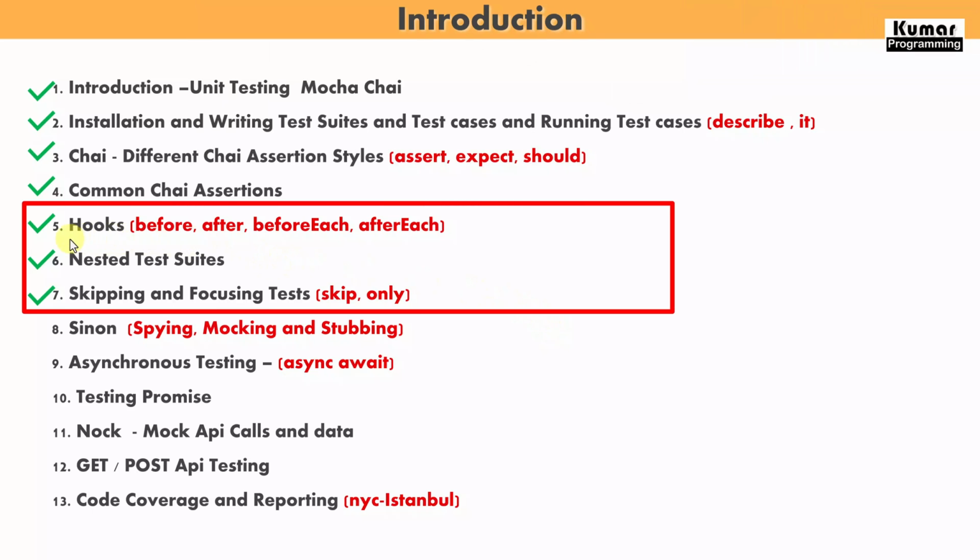In our previous video, we have learned about hooks. Mainly we have covered four types of hooks that are before, after, beforeEach and afterEach. As well as we have learned how to write them and how we can utilize them. Further, we have covered nested test suites as well as skipping and focusing tests by using our skip and only keyword.